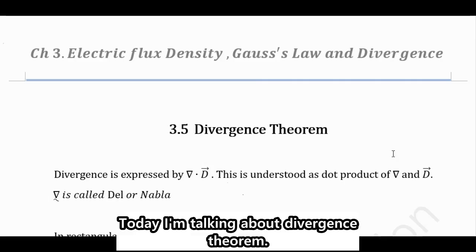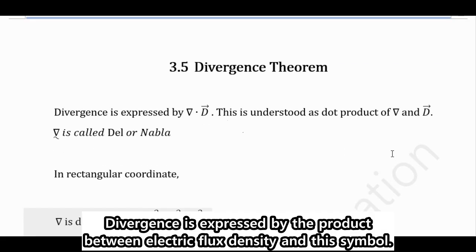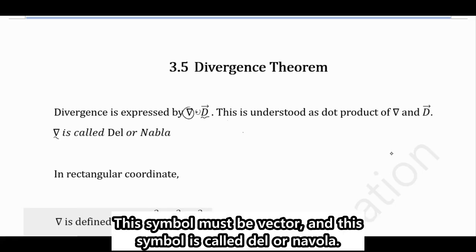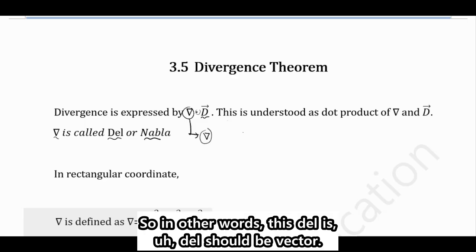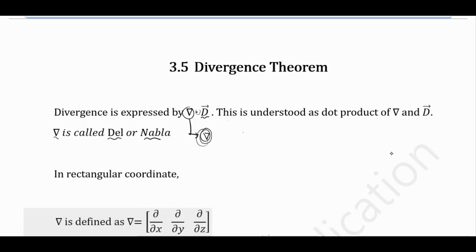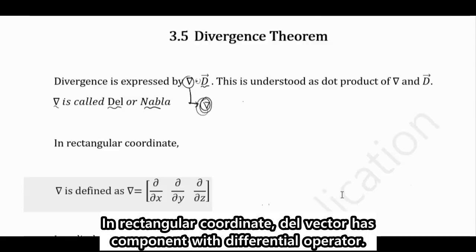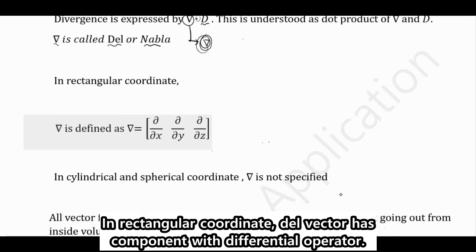Today, I'm talking about divergence theorem. Divergence is expressed by the dot product between electric flux density and this symbol. This symbol must be a vector, and it is called del or nabla. So, in other words, this del should be a vector. In rectangular coordinates, the del vector has components with differential operators.